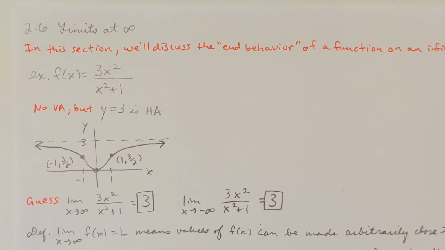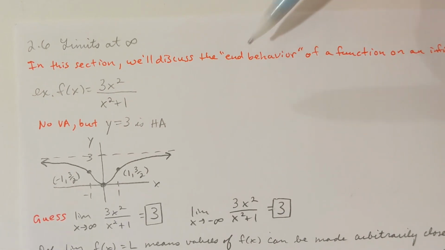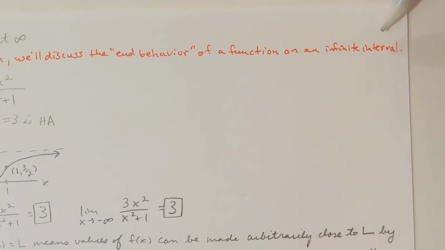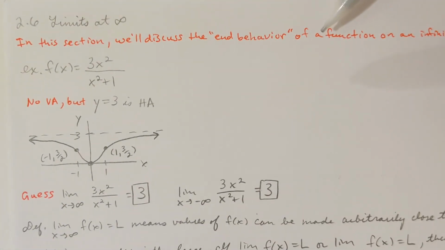Okay, I'm going to begin section 2.6 now. We're going to talk about limits at infinity. Now in section 2.2, at the end of that section, we talked about infinite limits. An infinite limit is different from a limit at infinity. Okay, and I'll talk more about that here once we talk about limits at infinity. In this section, we're going to discuss the end behavior of a function on an infinite interval.